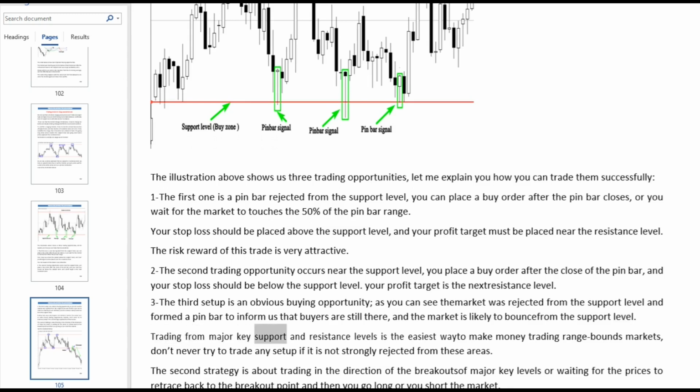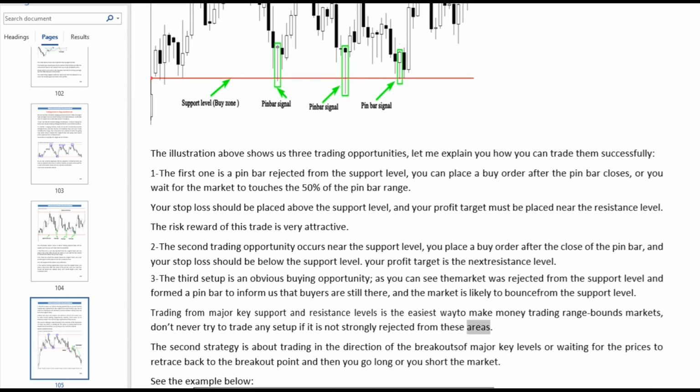Trading from major key support and resistance levels is the easiest way to make money trading range-bound markets. Don't ever try to trade any setup if it is not strongly rejected from these areas.